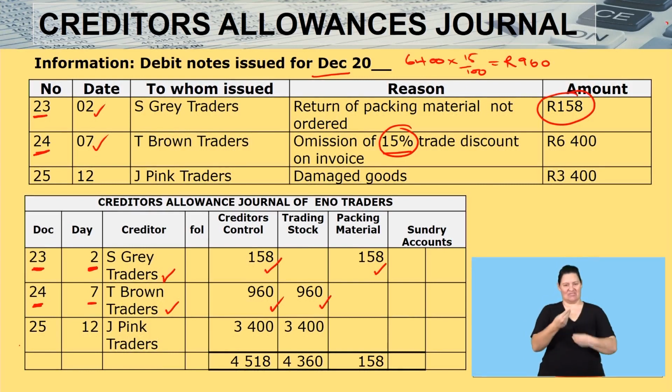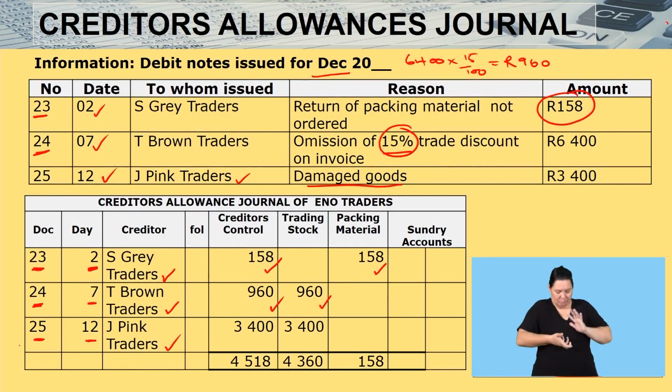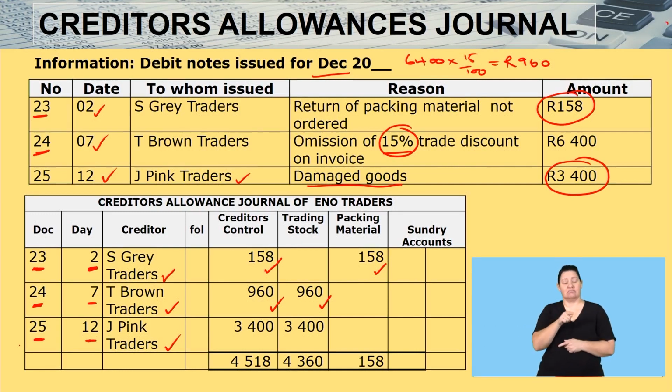I'll now come to the last transaction, and my document number is 25. The date is the 12th, as you can see here. To whom was it issued? Pink Traders. So in my CAJ, I'll also write Pink Traders. And then what was this for? This was for damaged goods. My amount is 3,400. Under my creditors control, I have my 3,400. And remember, it is for damaged goods, so I'm going to record it under my trading stock as well.